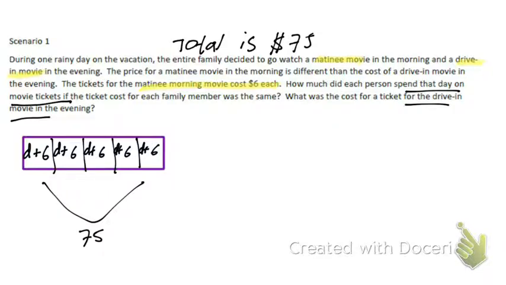Alright, so the equation here. All the boxes are the same, right? We got D plus 6. But we have it 5 times, so you put it in parentheses with the 5 in front. That means you're multiplying by 5, and then equals 75. Once again, our goal is to solve for D.